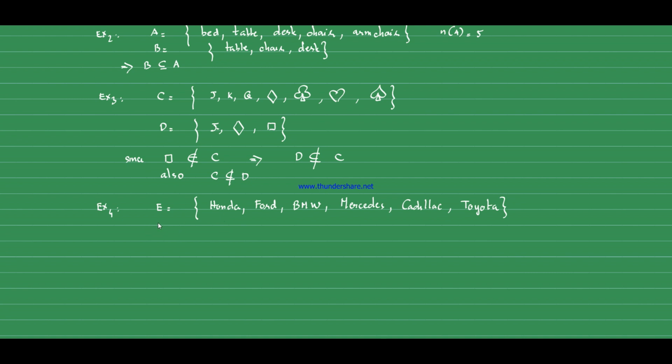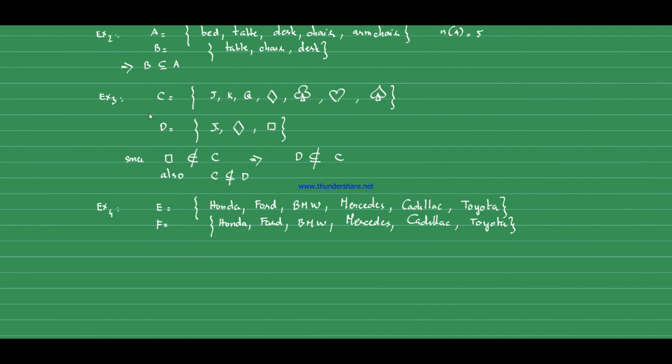Now, what if I create a set F? The set F has the same number of elements and the same elements. So the set F is Honda, Ford, BMW, Mercedes, Cadillac, and finally Toyota. We already know from the previous video that the sets over here are equal to each other, right? They're equal to each other.